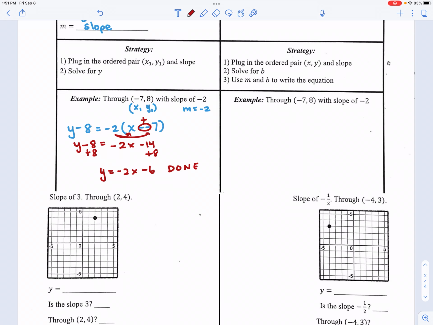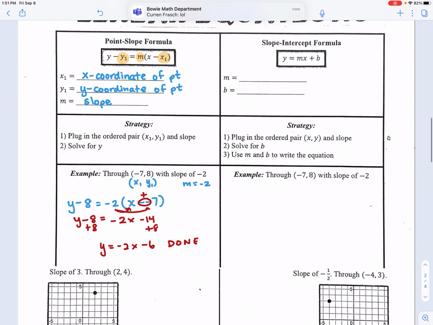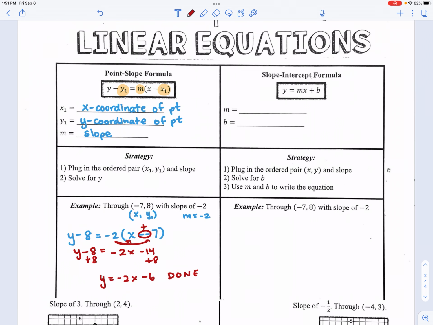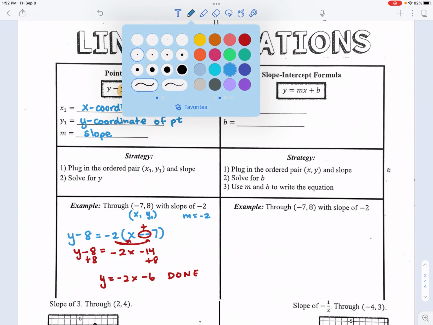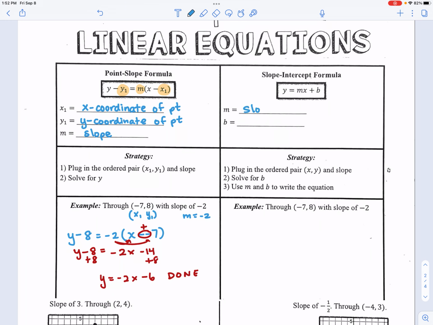The great thing about point slope form is that I don't have to remember to plug in and rewrite my equation. And you're going to see that over here on this other one. We're going to do the same problem, but we're going to use the slope-intercept formula, which is the one you're probably used to doing. My m is just my slope, and my b is my y-intercept.